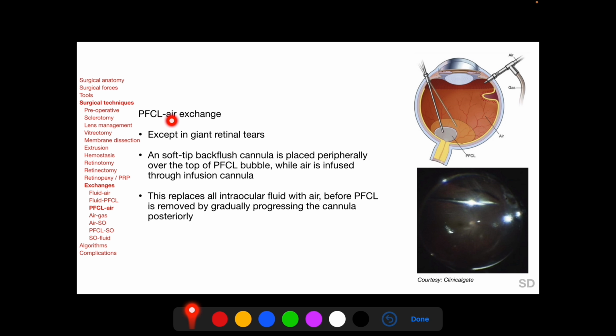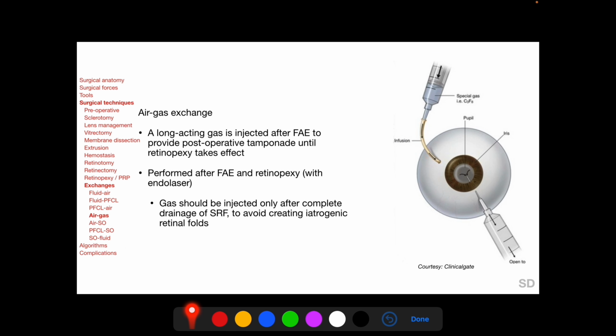For PFCL-air exchange, a soft tip backflush cannula is placed peripherally over the top of the PFCL bubble while air is infused through the infusion cannula. This replaces all intraocular fluid with air before PFCL is removed completely by gradually progressing the cannula posteriorly. Following subretinal fluid drainage, retinal attachment and retinopexy, air in the vitreous cavity can be replaced with gas or silicone oil for long-term retinal tamponade.